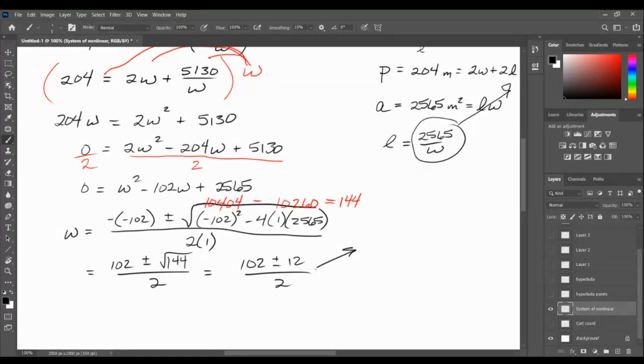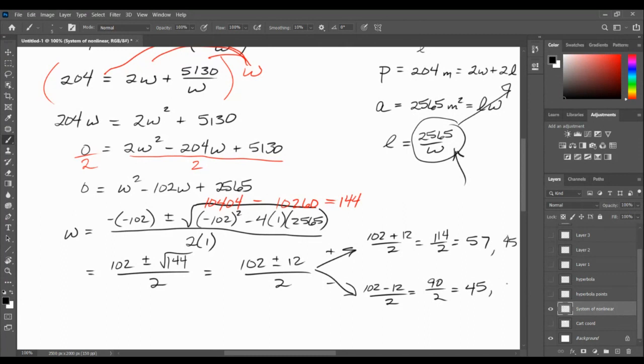That gives us two options. We've got the plus option and the minus option. 102 plus 12 divided by 2 is 114 divided by 2, that's 57. 102 minus 12 over 2 is 90 over 2, that's 45. And then we could plug each of those into this one to get length, and it turns out you get 45 if you plug in 57, and you get 57 if you plug in 45.